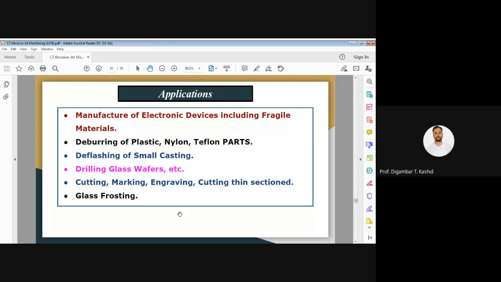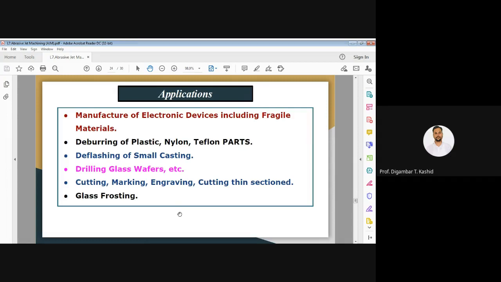It should be material, not component, in the slide. Actually, I corrected it last time. So the first application is that it is applicable in the manufacturing of electronic devices, including the devices which are made up of fragile materials.